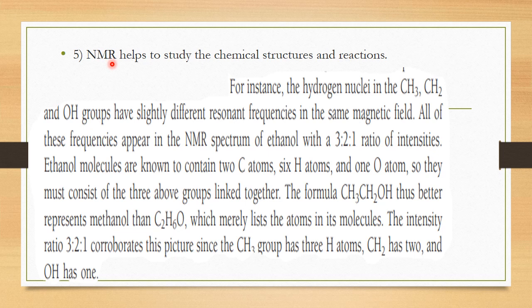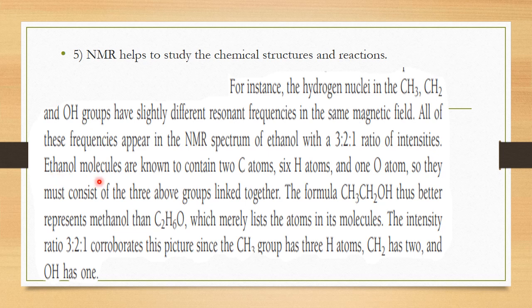Now another application is that it helps to study chemical structures and reactions. How is it helping to study chemical structures and reactions? We can go through an example. For instance, the hydrogen nuclei in the CH3, CH2 and OH groups have slightly different resonant frequencies in the same magnetic field. All of these frequencies appear in the NMR spectrum of ethanol with a ratio 3:2:1 of intensities.